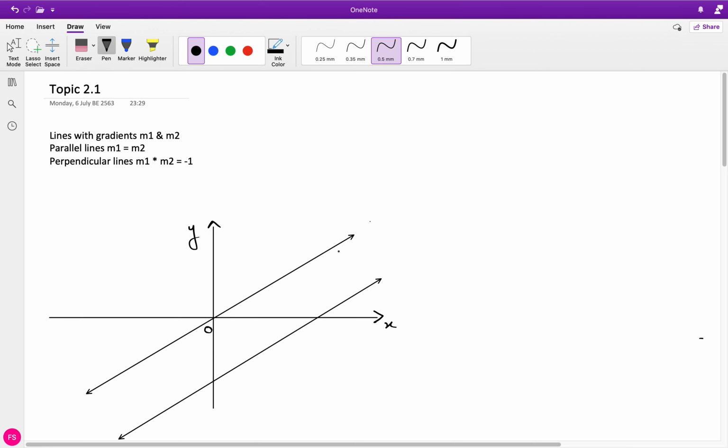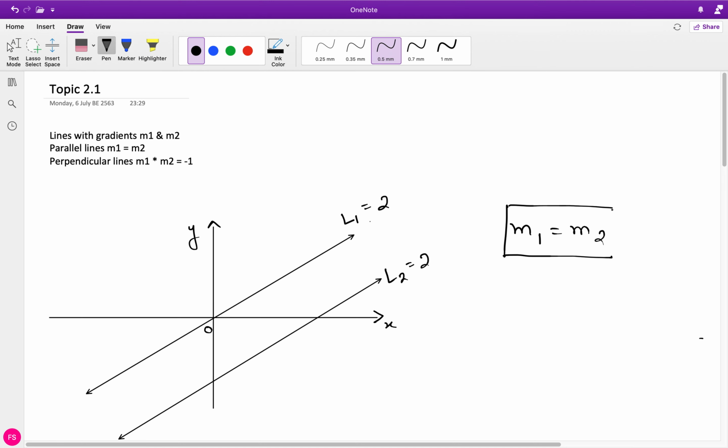They never intersect each other as they have the same steepness. That's why we say that they have the same slope. So if the gradient of this line L1 is 2, that means the gradient of this line L2 is also 2. So we can say for parallel lines, the gradients are always the same, and you can write that this is true for parallel lines, M1 equals M2.